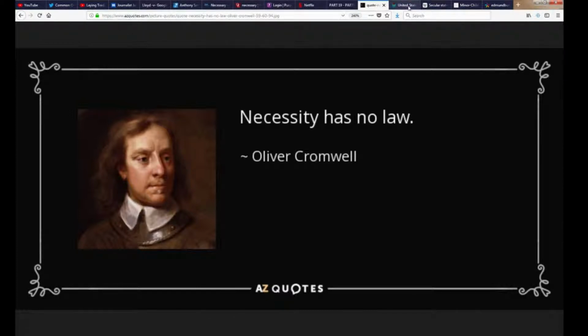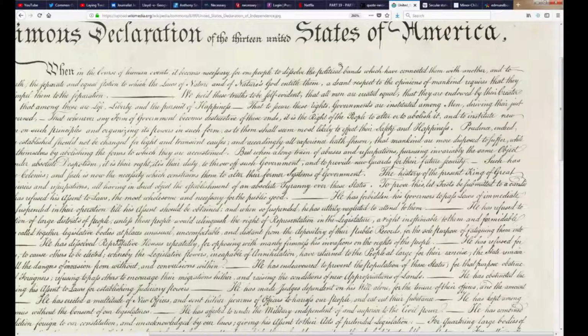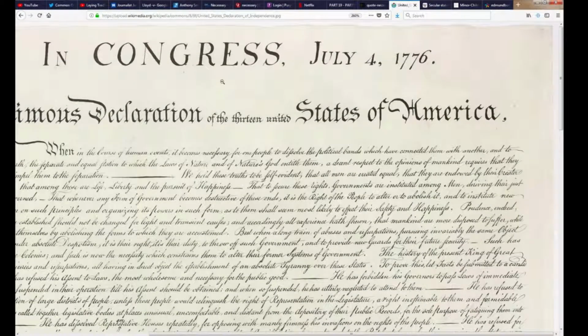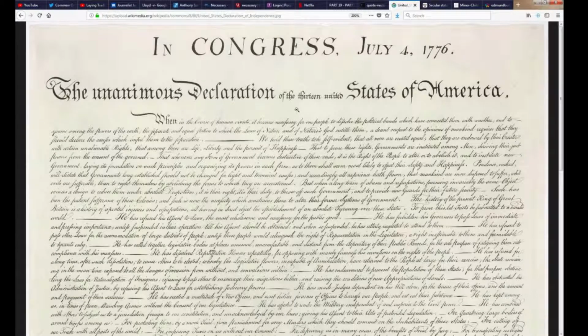So this is interesting. We're going to look at the most revolutionary of all documents, following on from our good friend Oliver Cromwell, who was well aware of the word necessary. You probably can't see this quite as well as it should be. Boom, there we go. So this is in Congress. This is the unanimous declaration of the thirteen United States of America. There we are. So it's not the states now; they're now united.